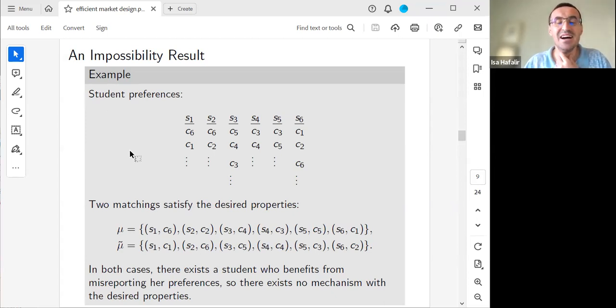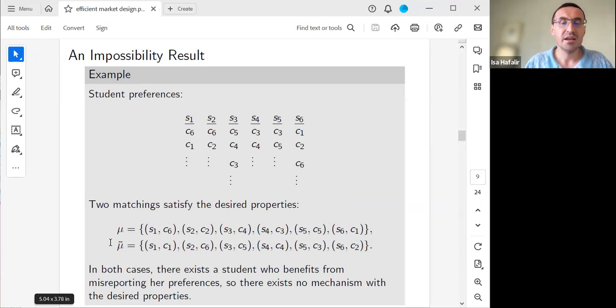is matched with Ci, and you can see from the student preferences that there are actually only 2 matchings that are constraint efficient. These are given by mu and mu tilde here, and you can check that when we consider a mechanism that results in the outcome mu, there exists one student who is strictly better off by lying about preferences, and similarly, when a mechanism gives an outcome of mu tilde, then there exists another student who can benefit from this outcome. So this is a result that shows that there exists no mechanism with the desired properties.